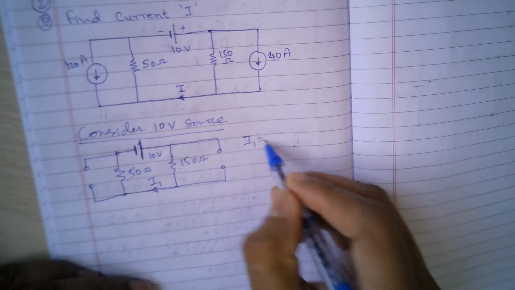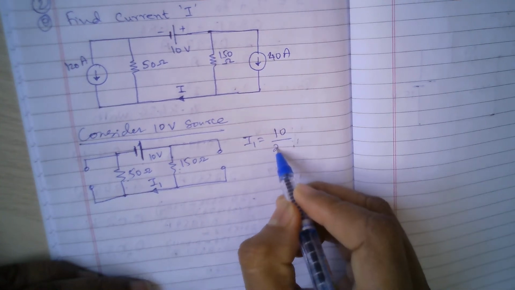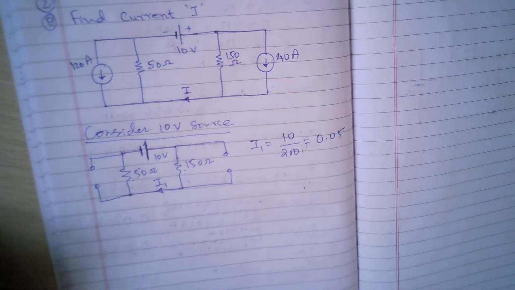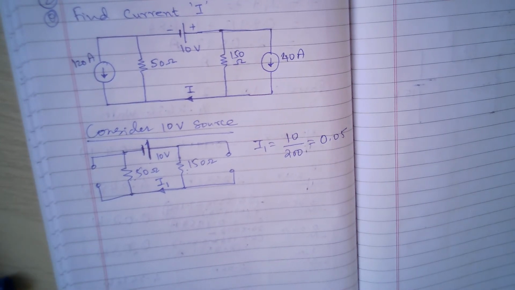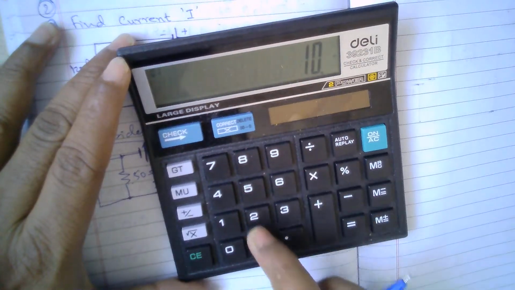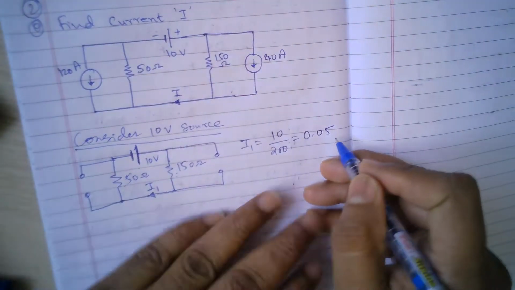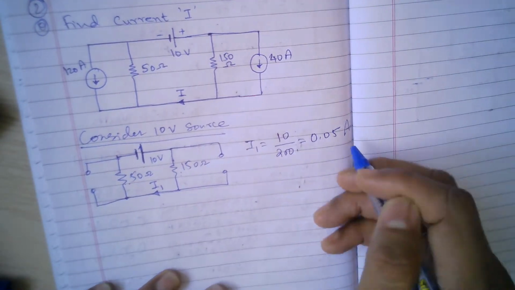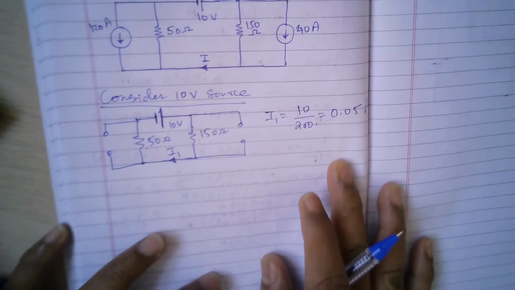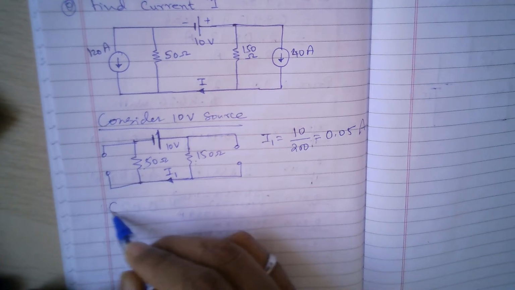So I1 is V by R, so 10 by 200. That is nothing but 0.05, I believe. Let's just confirm: 10 divided by 200 is 0.05 amperes. So this is the first current, and it is positive because it is in the same direction as the I we are concerned with.